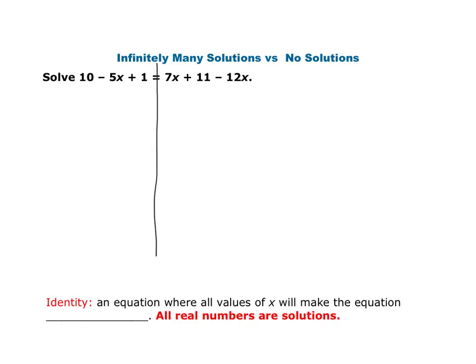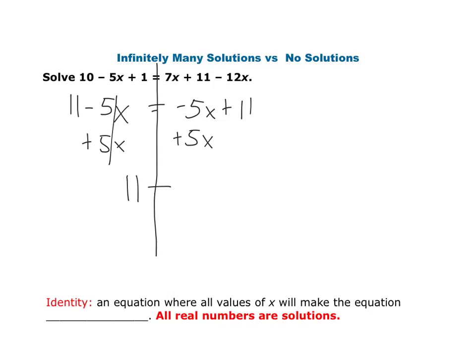On the left side, we can simplify 10 plus 1 is 11 minus 5x. On the right, we have 7x minus 12x, which is going to be negative 5x plus 11. I'm going to add 5x to both sides because that's the opposite of the subtraction. These cancel out, and I'm left with 11. These cancel out, and I'm also left with 11.